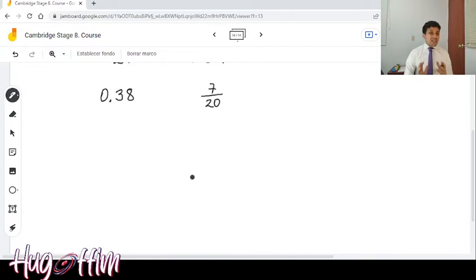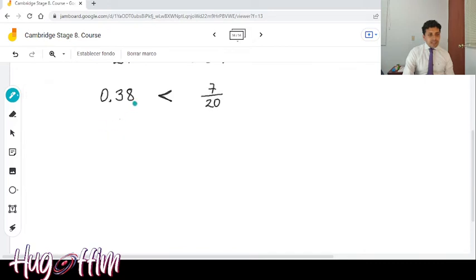Now, what is the strategy that I suggest? I suggest to do the same strategy that I showed you in the other case. I'm going to assume that one of these two is less than the other. Let's say that this is less, okay? So 0.38 is less than 7/20. And I'm going to apply cross multiplication.